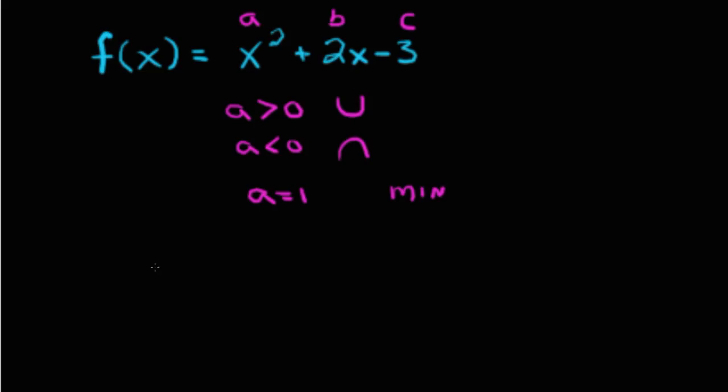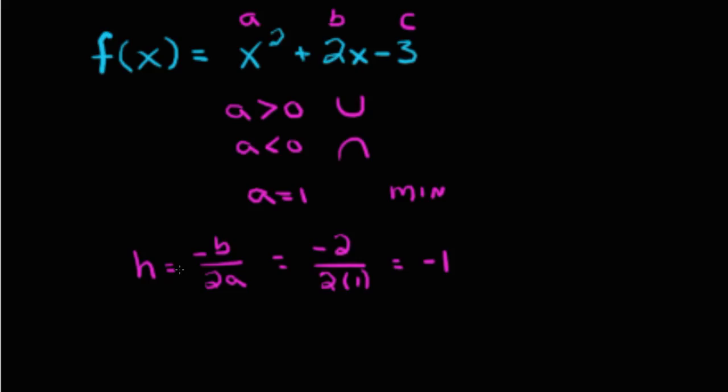Well, in a standard form like this, if you remember, the value of h is equal to negative b over 2a. So b is negative 2. And then your a is 1. So it's equal to negative 2 over 2, which is negative 1. So your axis of symmetry is going to be the line x equals negative 1.